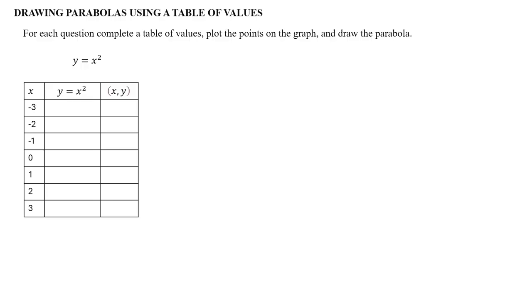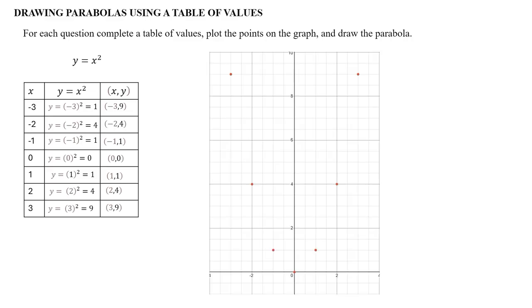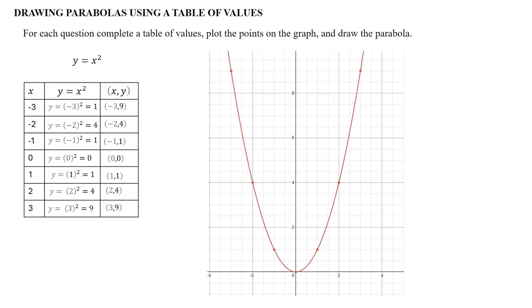So we set up a table of values, we plug in our x values to get our y values until we have a series of coordinates. Then we plot them on the Cartesian graph, connect them, and we have a shape that's a bit different from something we've seen before. It looks like a cone, and we refer to this shape as a parabola.